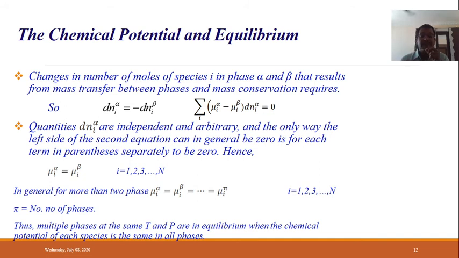And this is a simple relation. Here we are seeing that the chemical potential of each species will be the same in all phases. It is not only component i, but for all components, the chemical potential is the same in different phases when they are in equilibrium. So here I will end today's lecture.